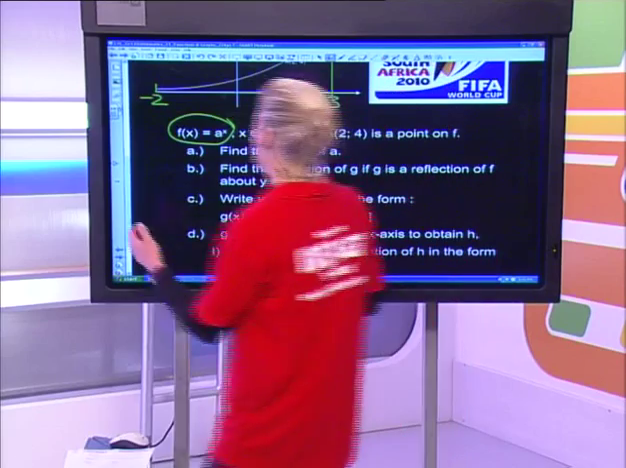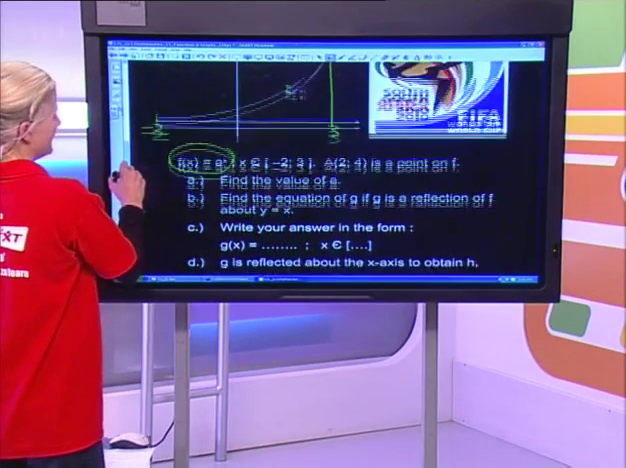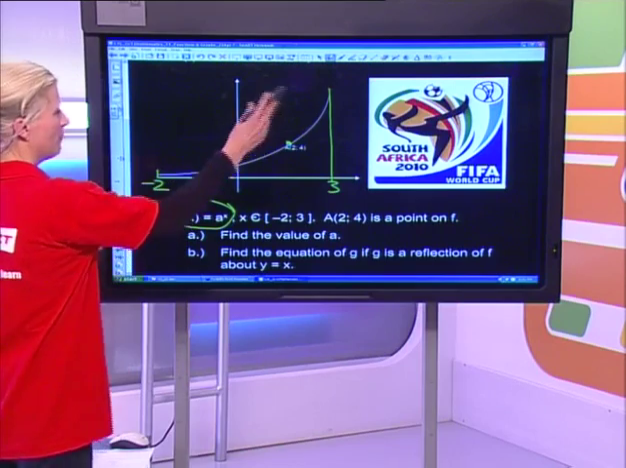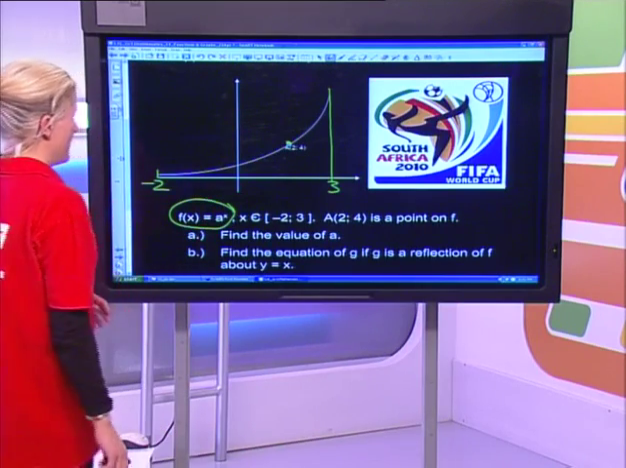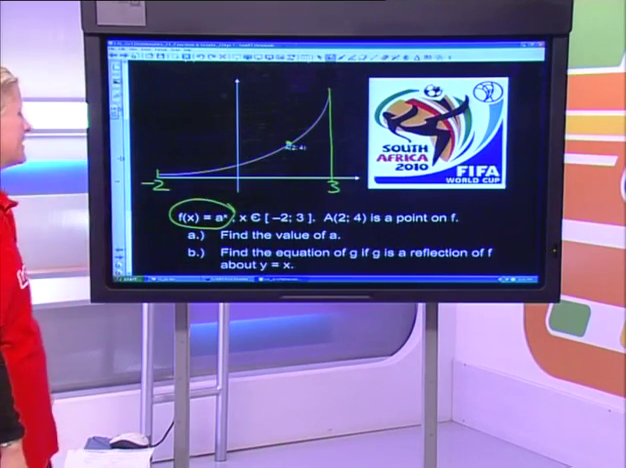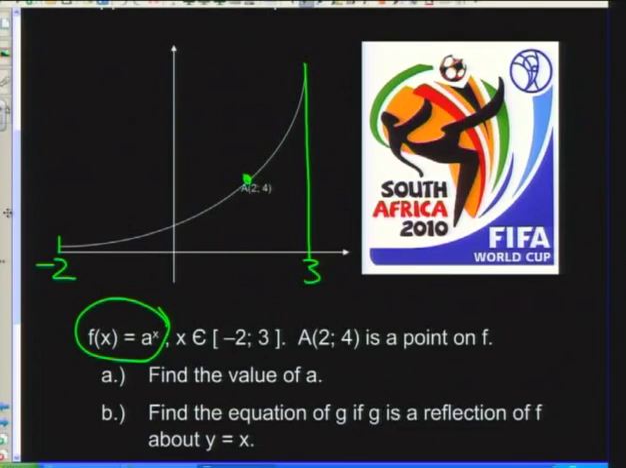Right, guys. So before the break, we said we had an exponential graph modeled on the FIFA World Cup, and it is f of x equals a to the power x. My domain is restricted from and including minus 2 to and including 3, but we'll deal with that in a minute.